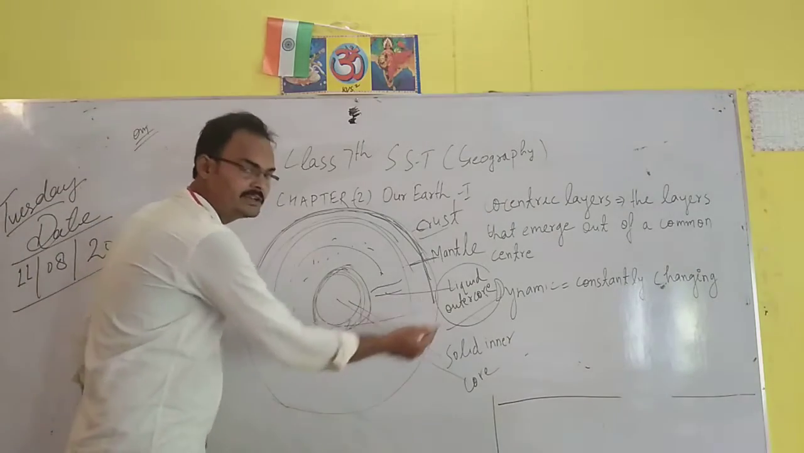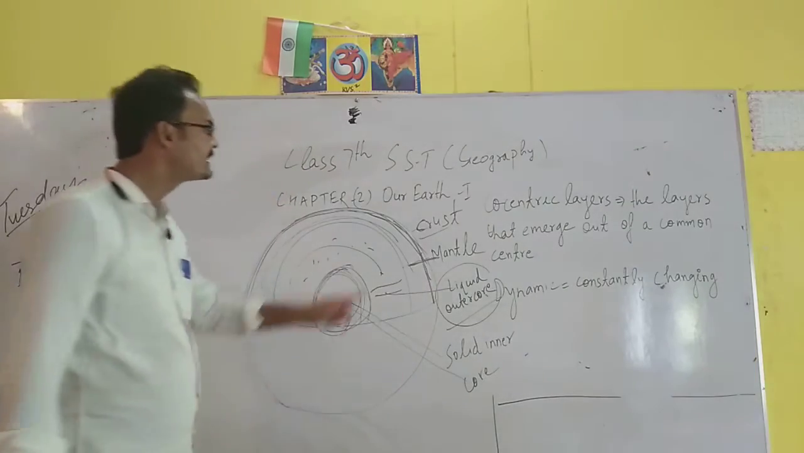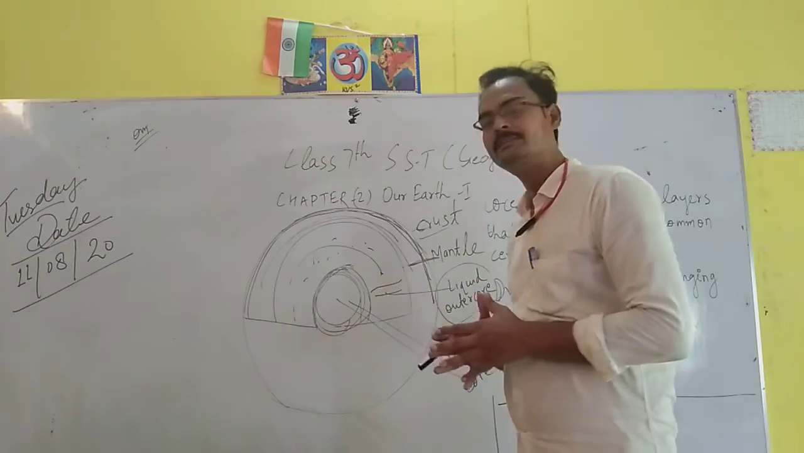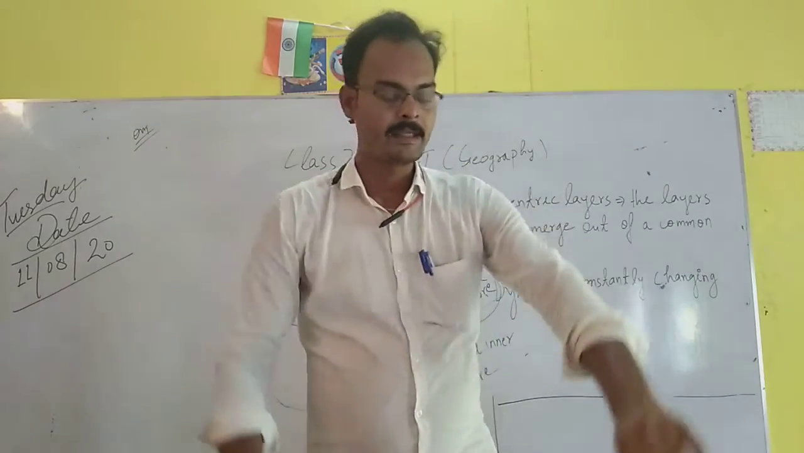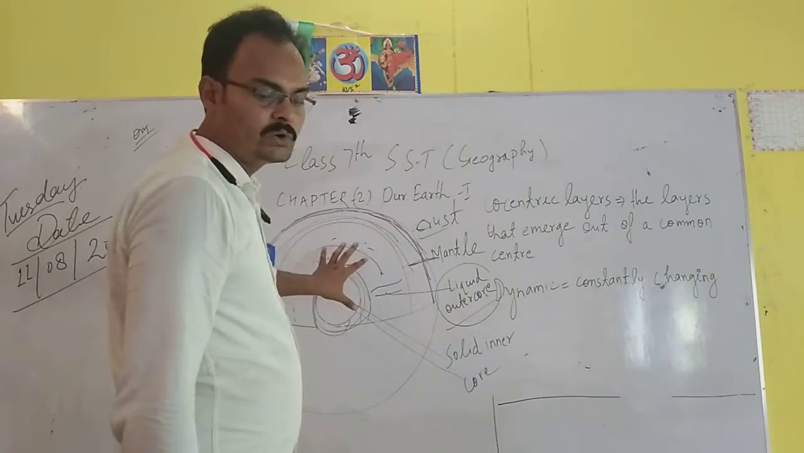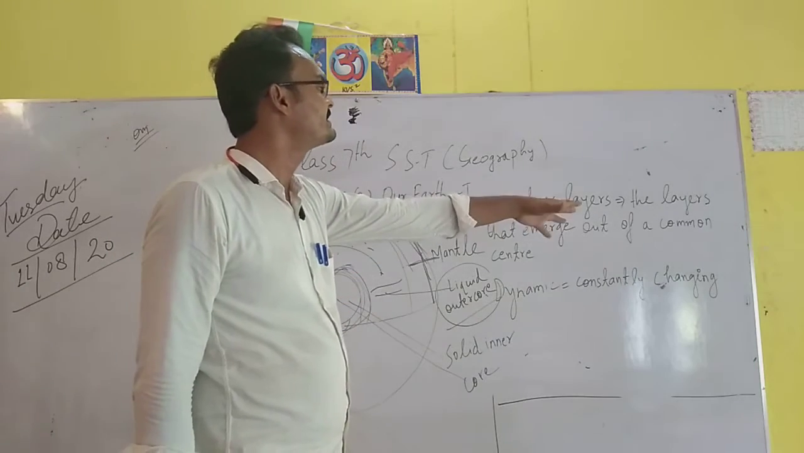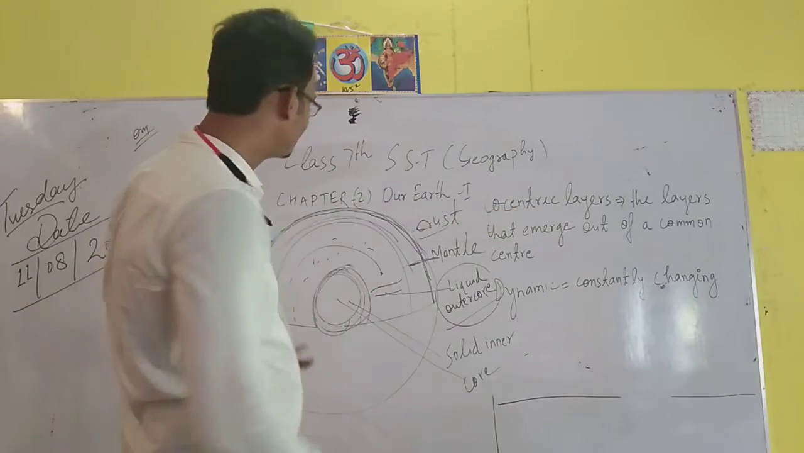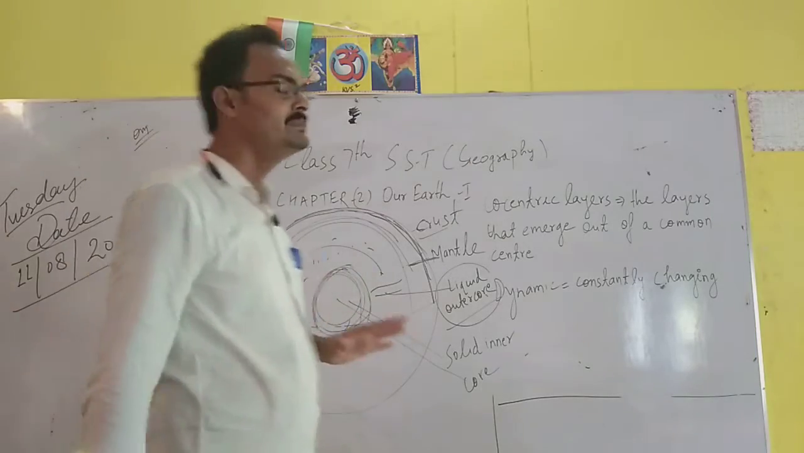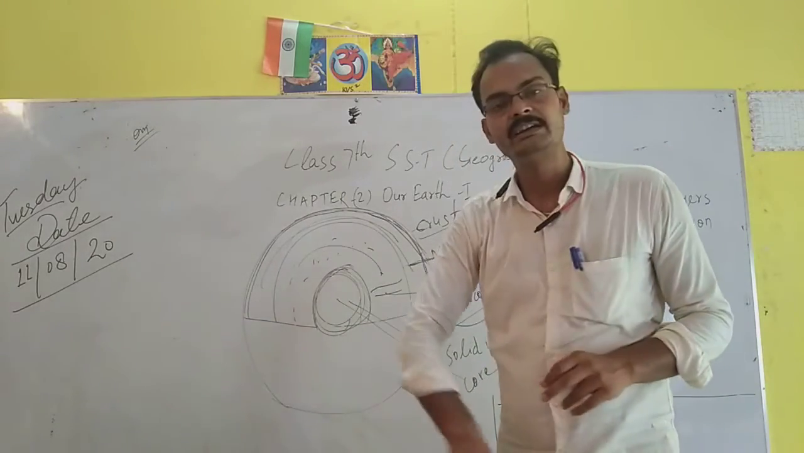Firstly, it starts from the solid inner core, then there is the liquid outer core, then the mantle, and then the crust. So students, today we will discuss all these topics further. Firstly we see concentric layers. This whole structure of the interior of the Earth is made of concentric layers, that means the layers that emerge out of a common center. All these layers emerge out of this common center.